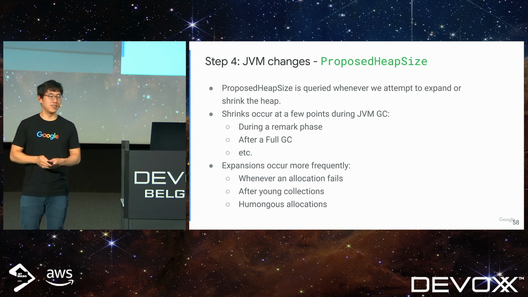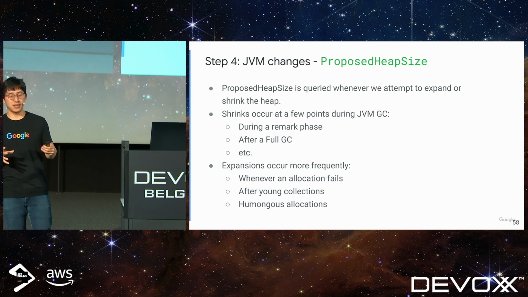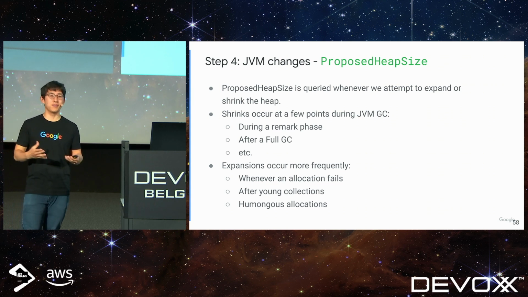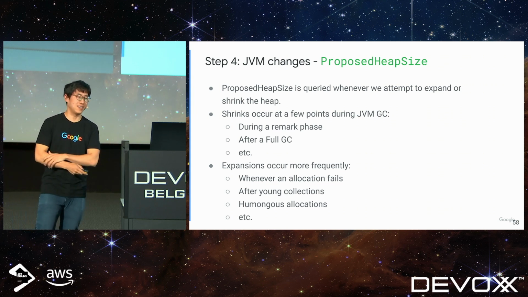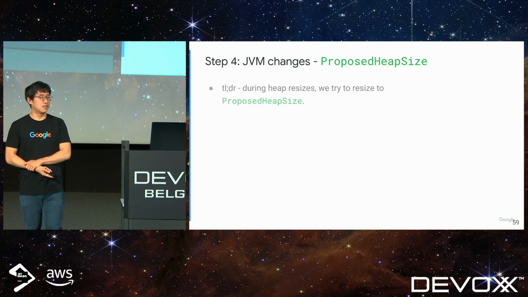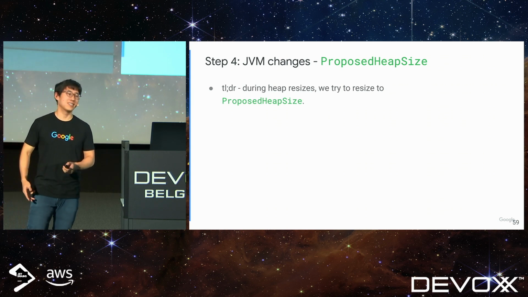That's pretty much it. And if we can't, then we can't. If the expansion is too large, or if the shrink request is for a heap that we just cannot reach because there's not enough space to handle all the live objects, then we can't, but we try our best. TLDR, during heap resizes, we try to resize to this value.